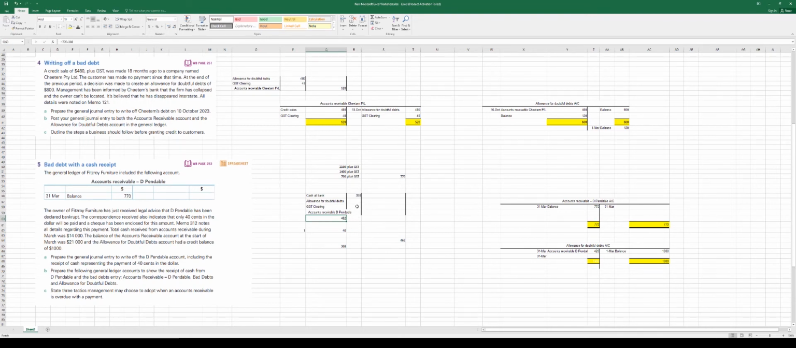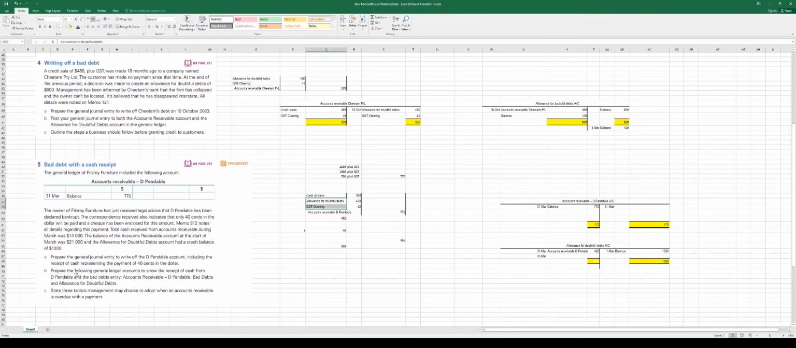So we have to divide it by 11 to find out the GST clearing, and therefore we can find the balance as allowance for doubtful debts. And this is how the general journal entries look. All right, so the balance went into bad debts. Part of them is cash. The rest becomes actual bad debts.